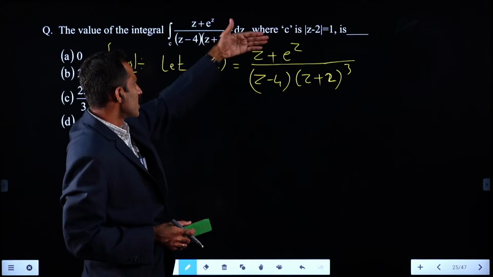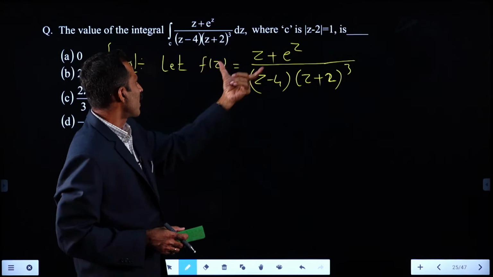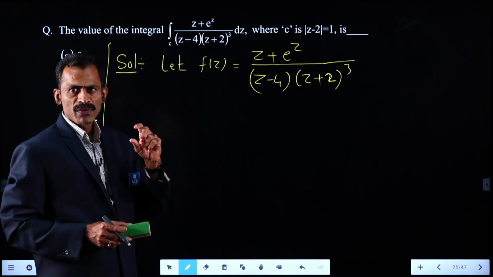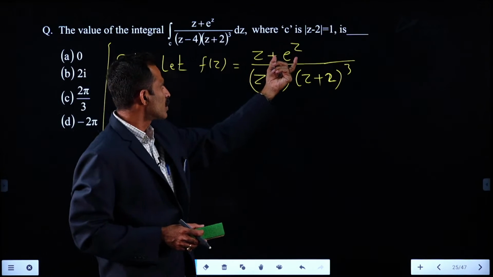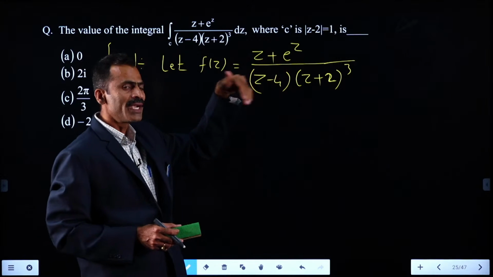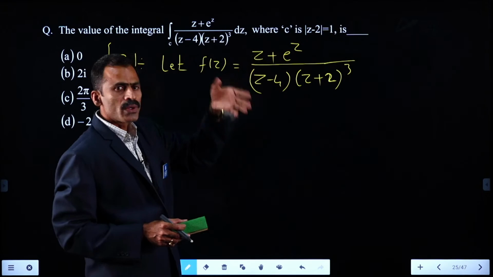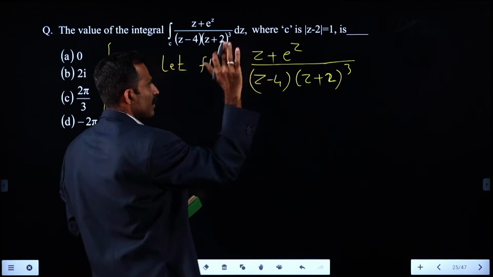It is in the form of numerator by denominator. Now in the numerator, we have a sum of two functions. Z is a polynomial function, a standard function. We know that it is everywhere analytic. Next, the exponential function is also a standard function. It is also analytic at every point. When two functions are analytic, the sum of the two is also analytic at every point. So the numerator function is analytic at every point.